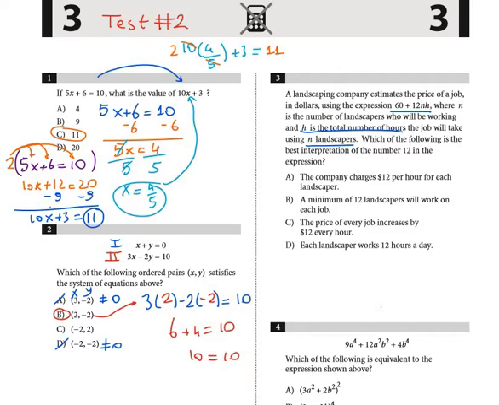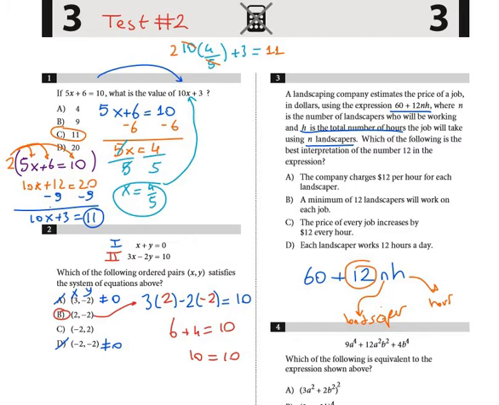This is a linear equation like y = mx + b. In our case, it is 60 + 12NH, where N is the number of landscapers and H is the number of hours each landscaper is working. So we have two variables and 12 is the slope for both. Let's see which scenario describes this.